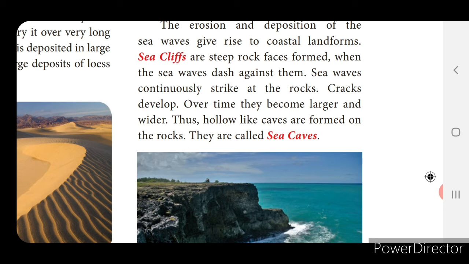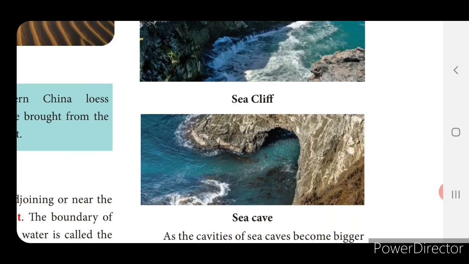when the sea waves dash against them. The sea waves continuously strike at the rocks and cracks develop. Sea water or ocean water has a high content of salt, so that water erodes the hard rock and cracks are formed. Over time they become larger and wider, and thus hollows like caves are formed on the rocks, and these caves are called sea caves.